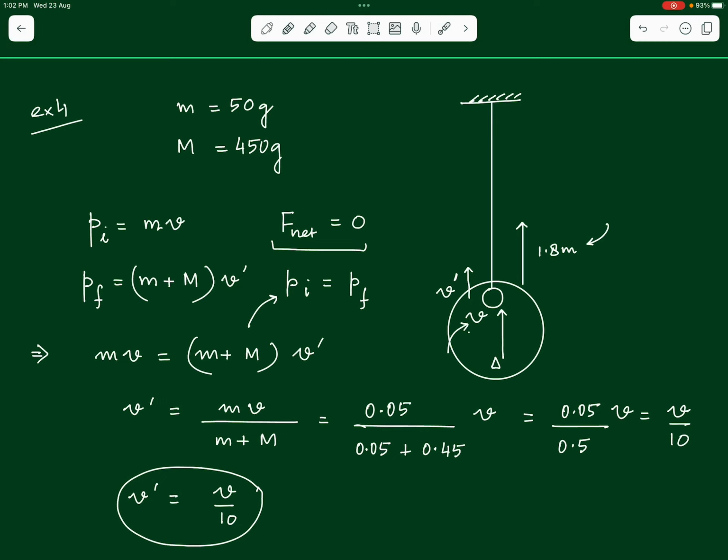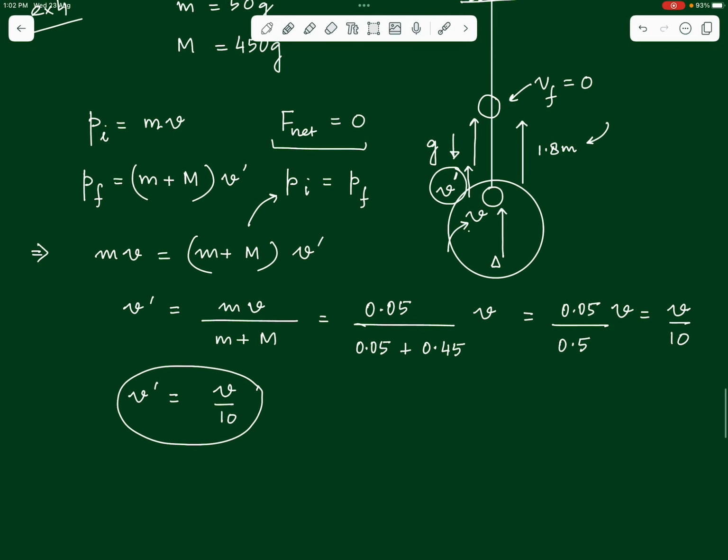Now as the system starts moving up with a velocity of v dash, as it moves up, gravity will work on it, and there will be an acceleration due to gravity g acting on both the masses in the downward direction, and the system will slow down till it reaches the highest point where its final velocity v final will become 0, right? This we know from the concept of kinematics. We have studied this in the previous chapters already.